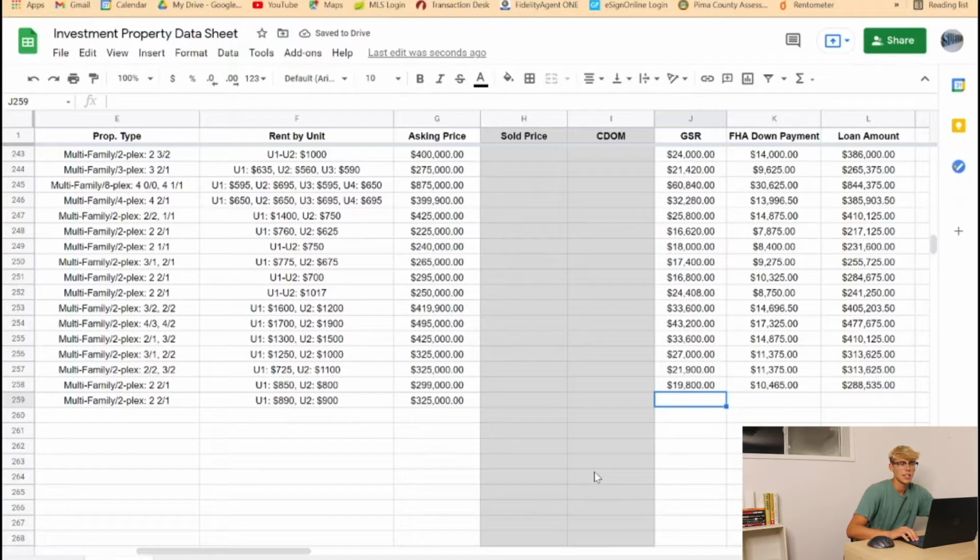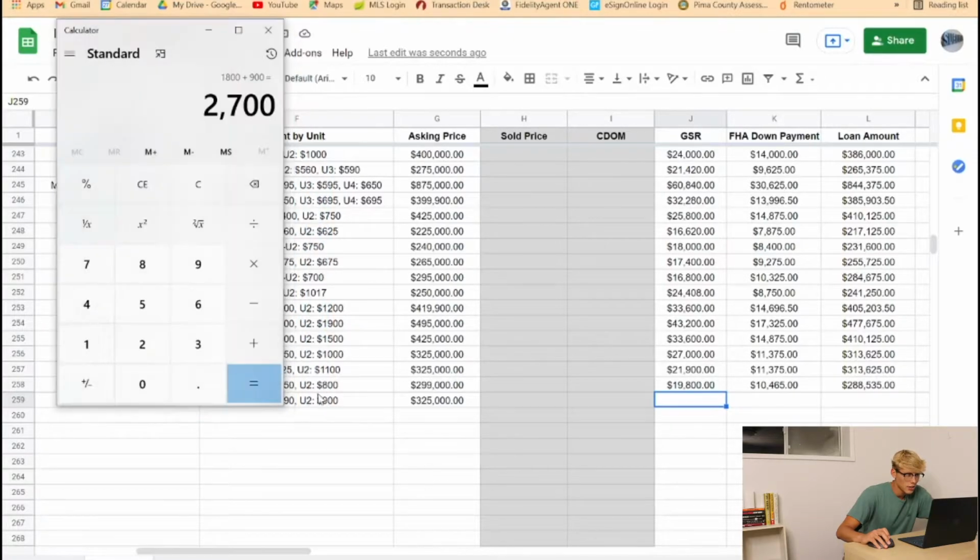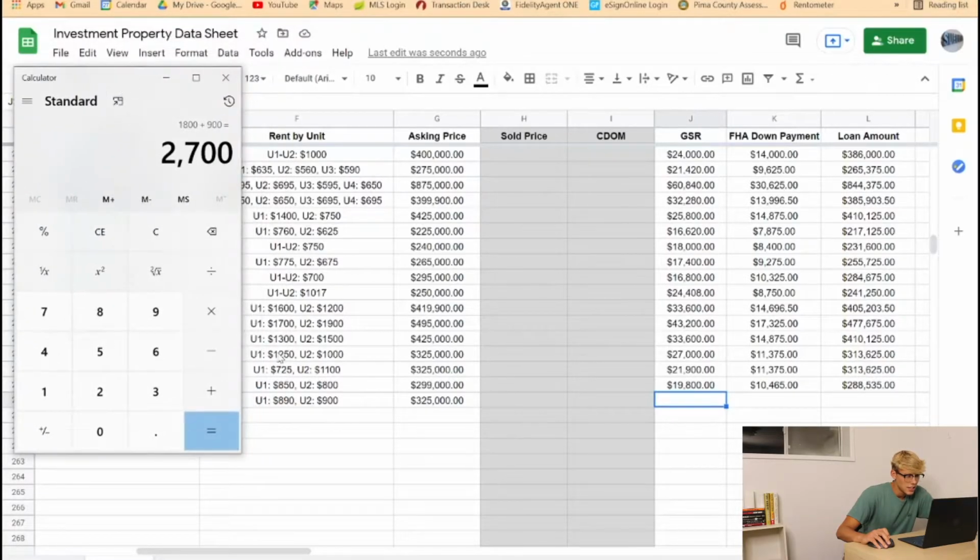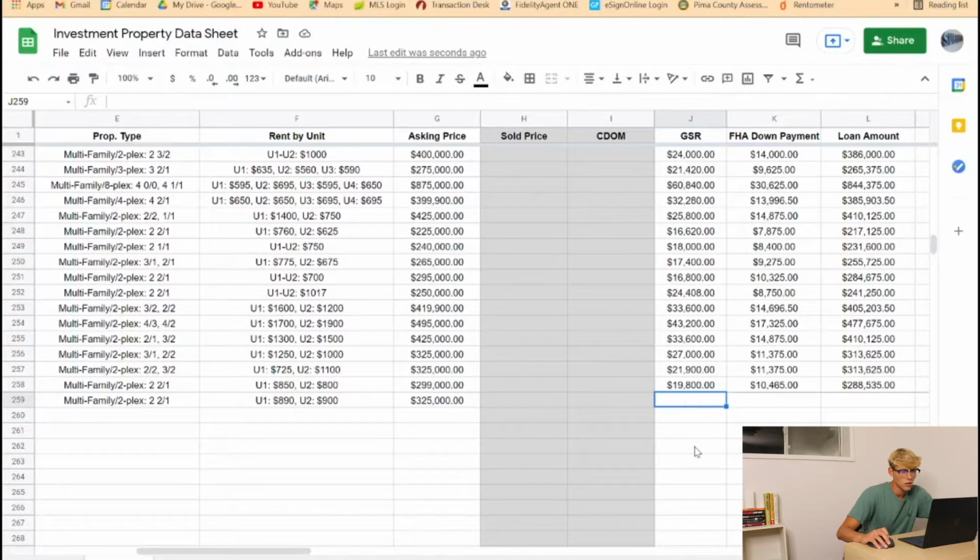GSR is your gross scheduled rent. Okay, so all gross scheduled rent means is all the rent that you're going to bring in for 1 full year. So that's where our calculator comes in, and you can see here that unit 1 brings in $890 a month, unit 2 brings in $900 a month. So we're going to add those up, and we get $1,790 per month, and then we're going to multiply that by 12 months in a year. So our gross scheduled rent is $21,480 a year.